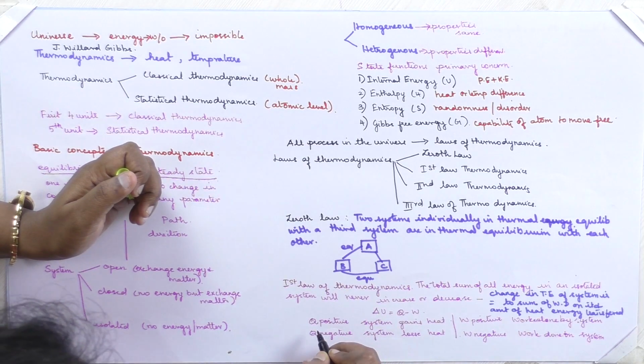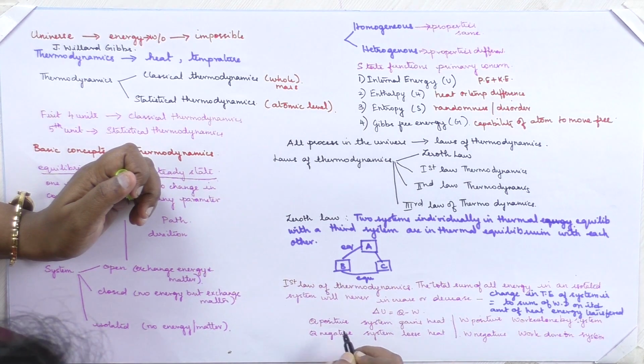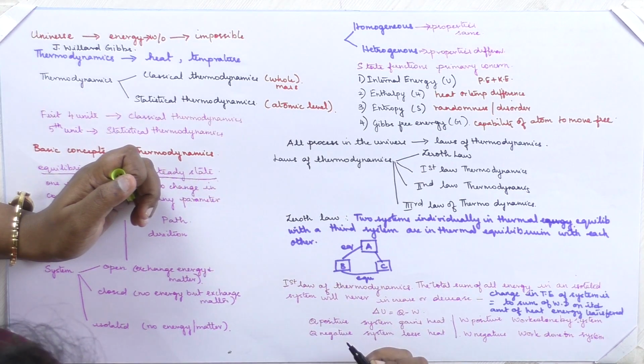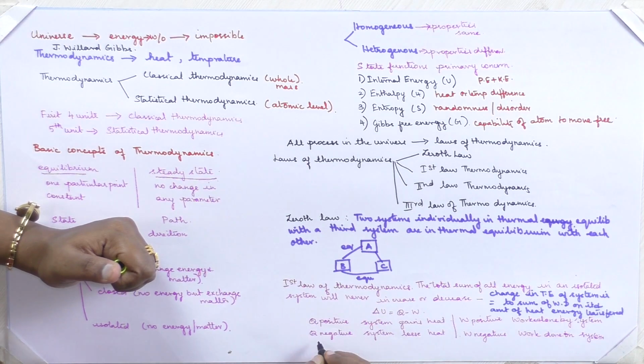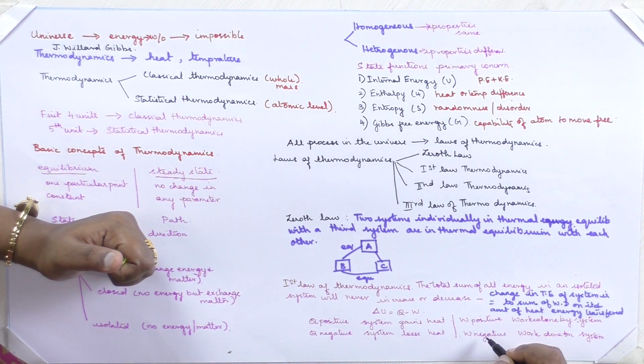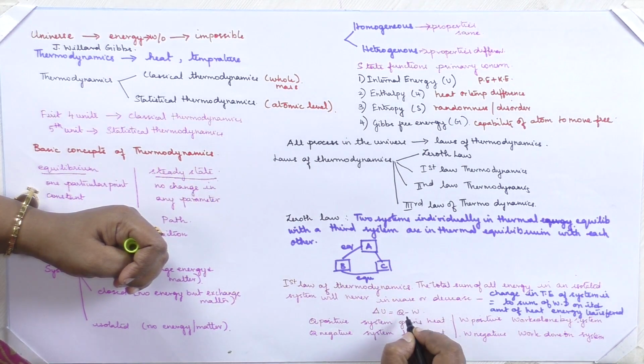Here, Q, which is the heat, is said to be positive when the system gains heat. When the heat energy is gained by the system, the symbol is positive. If the system loses energy, then Q is negative. Next, the work done by the system is designated by the positive symbol, and the work done on the system is designated with the negative symbol. That is why we represent the first law of thermodynamics by del U equal to Q minus W, where minus W is the work done on the system.